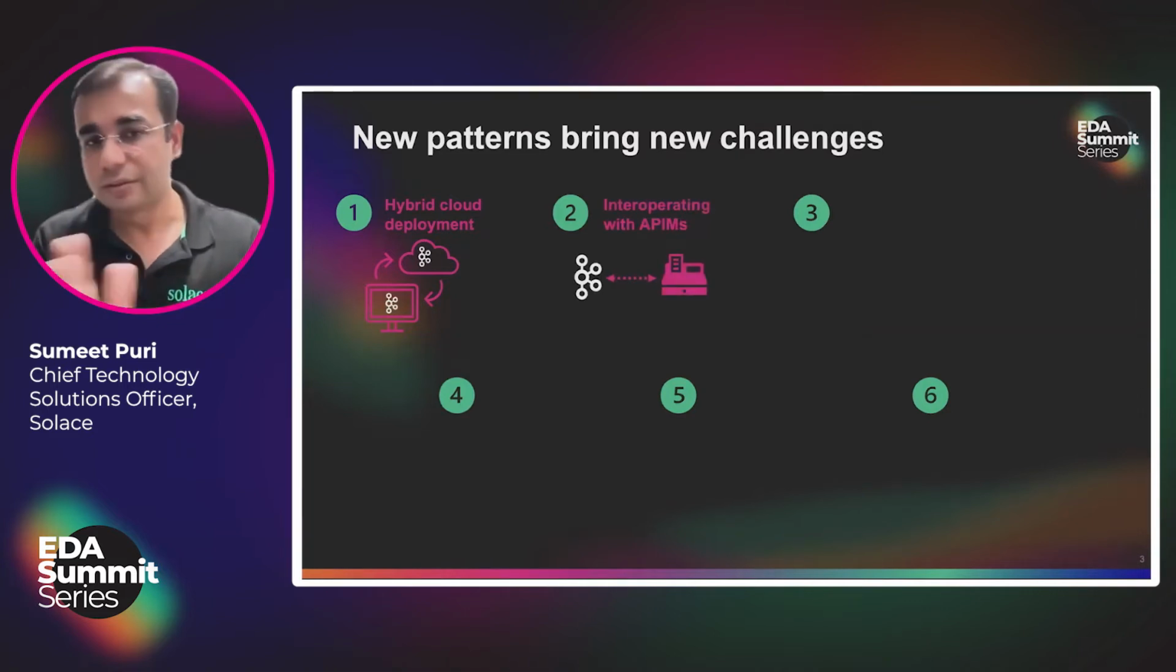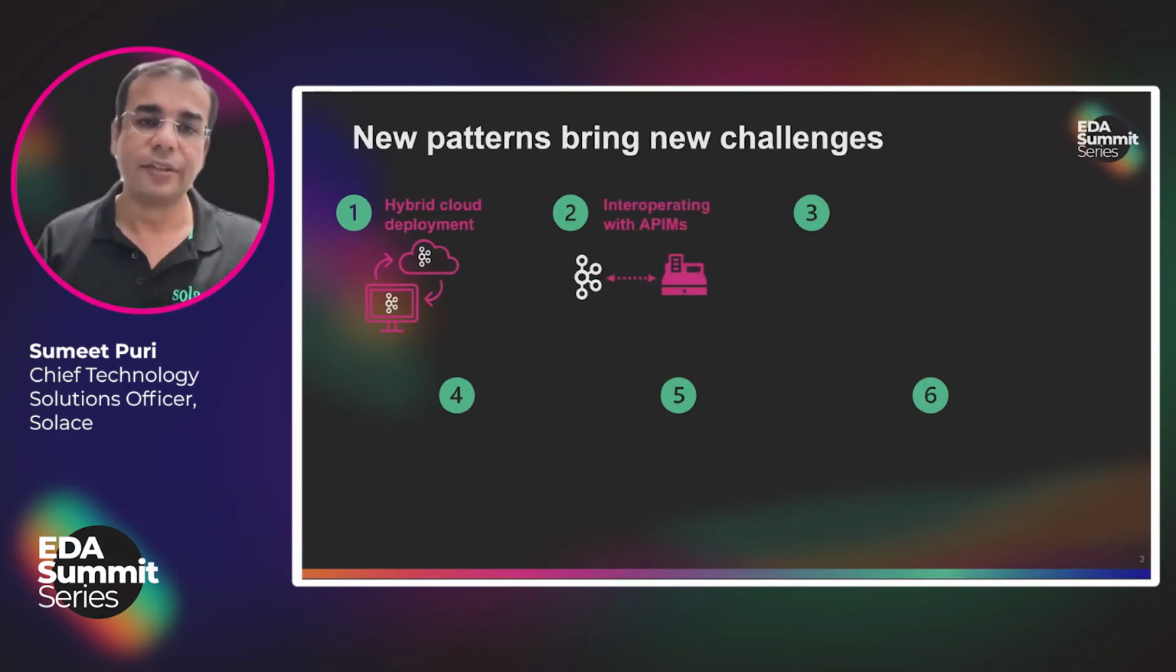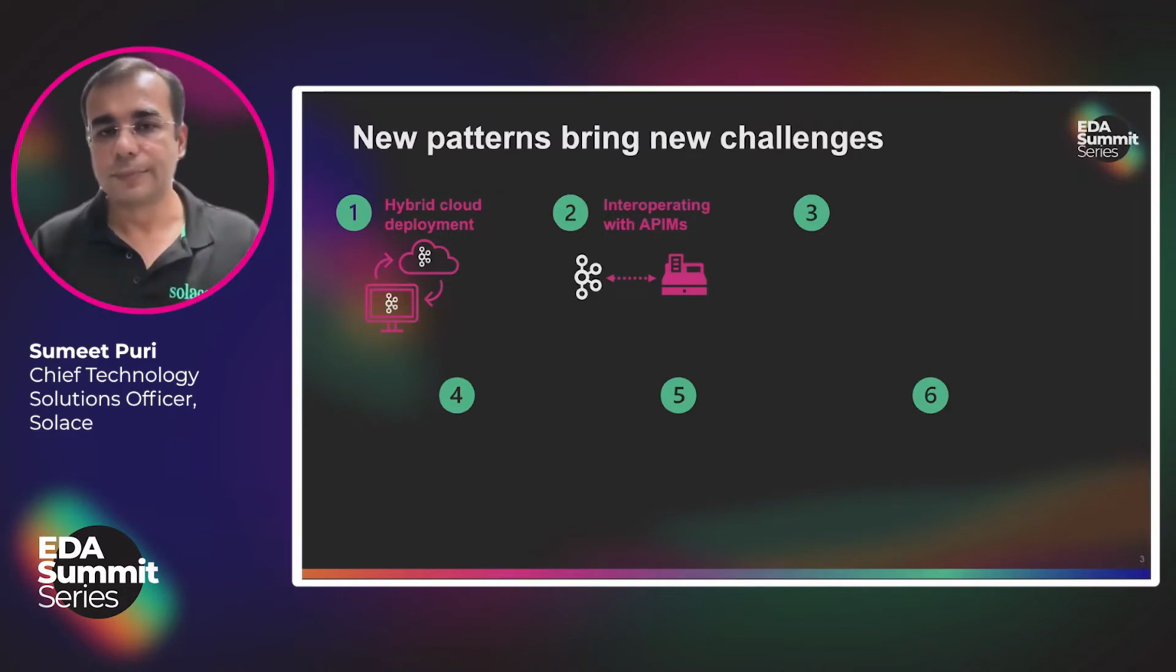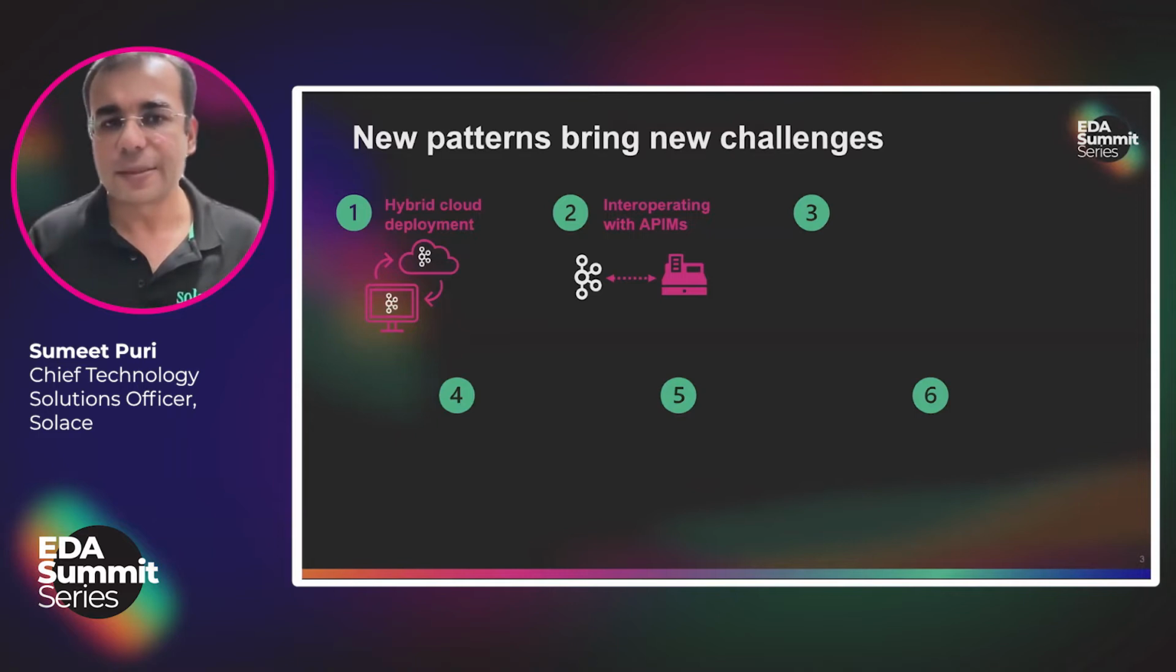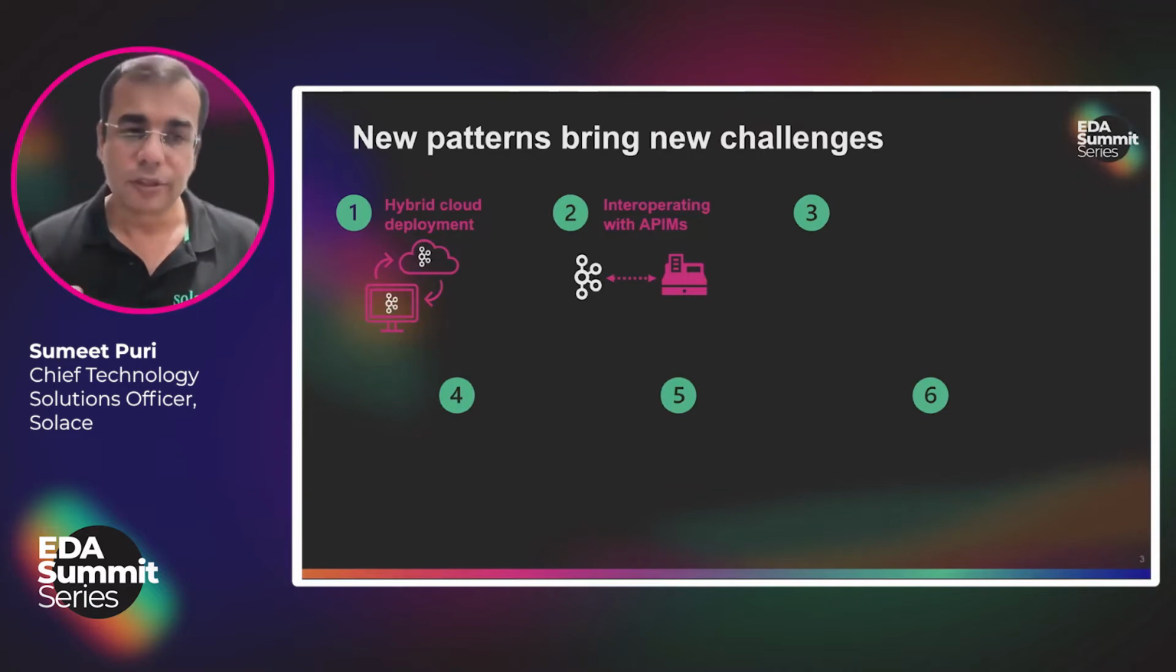Another challenge, again different but related, is interoperating with various API management platforms. Kafka is being used a lot for analytics, sometimes for microservices, but as APIs are being exposed, whether it's through marketplaces or through internal or external portals, you need to connect some of these API platforms to the streaming layer.